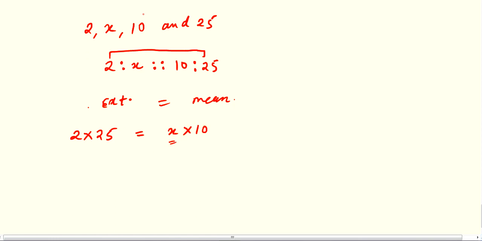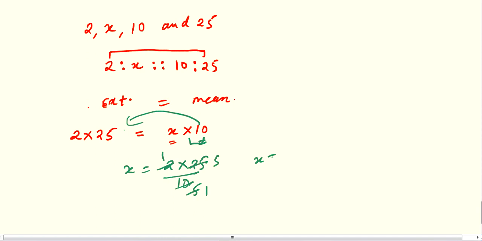Now we have to find x here simply. So we have to transpose this 10 to the left hand side. So x equals to what? 2 into 25 divide by 10.